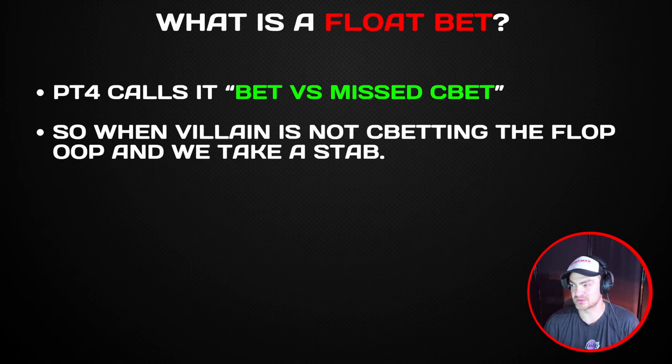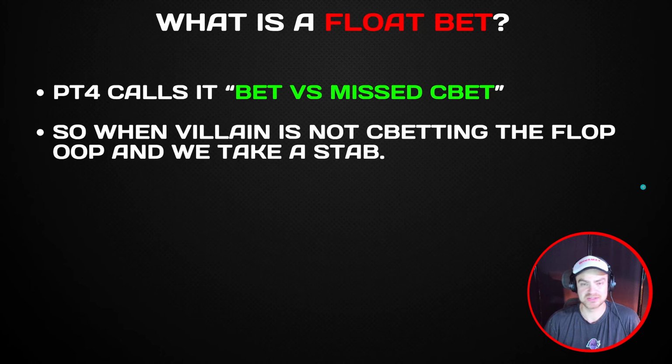If you're a little bit old school, you might be a bit confused, because back in the days, what we called a float is when someone is betting the flop, then we call the flop with the intention to pick up the pot on the turn when our opponent is checking. That was called a float back in the days. But nowadays a float bet is when your opponent is checking. So bet versus missed c-bet. So just that everyone is on the same page.